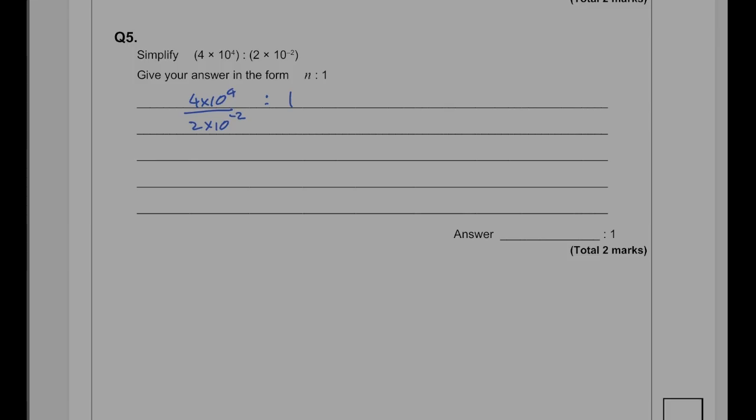So 4 divided by 2 is going to be 2 times by 10 to the... And if I do 10 to the power 4 divided by 10 to the minus 2, that's going to become 10 to the 6 to 1. So that would be fine as my answer, or I could convert it to being 2 million. I'm going to convert this one to being 2 million. So 1, 2, 3, 4, 5, 6.